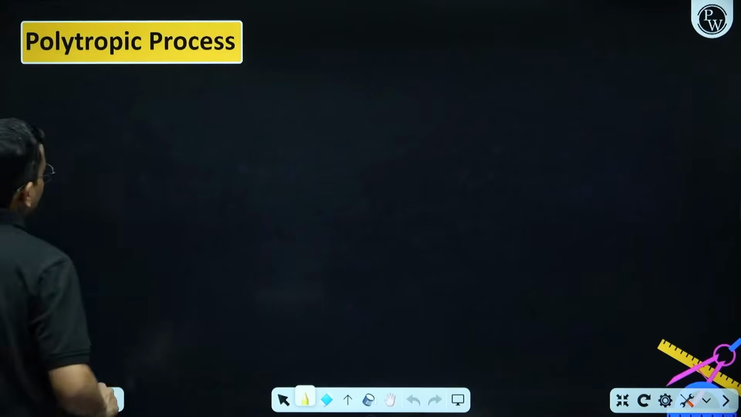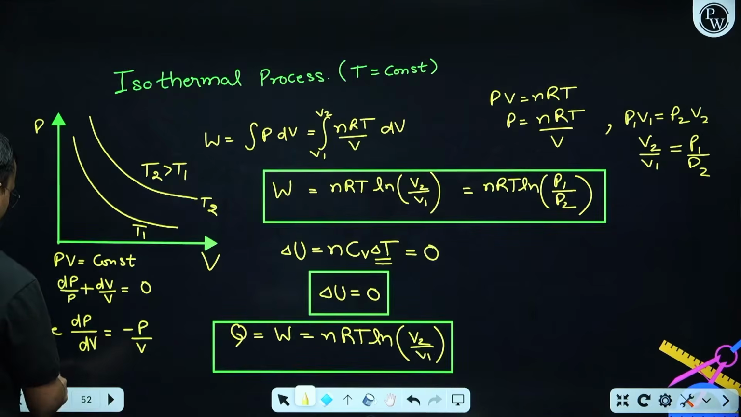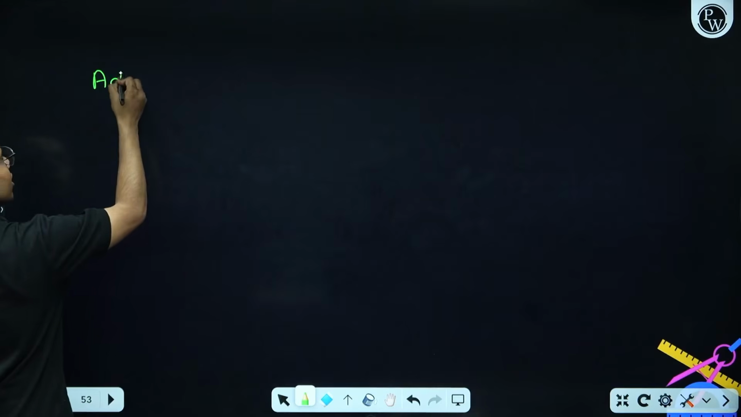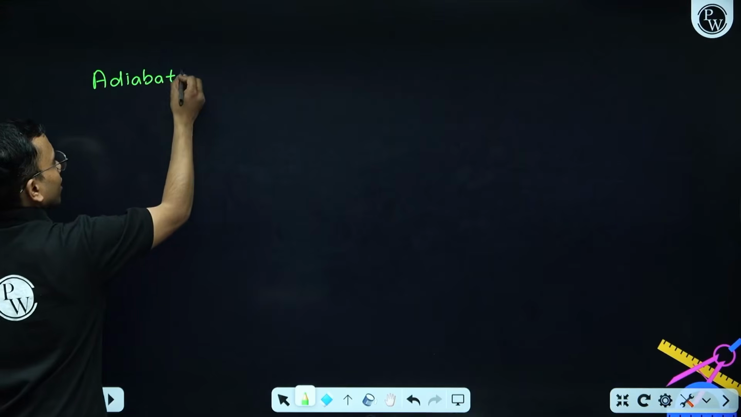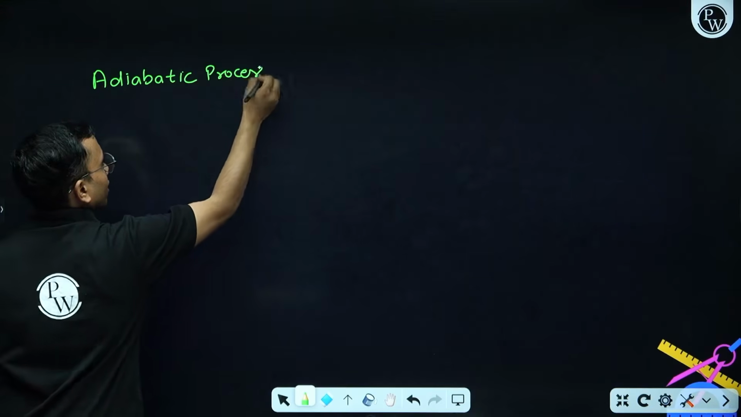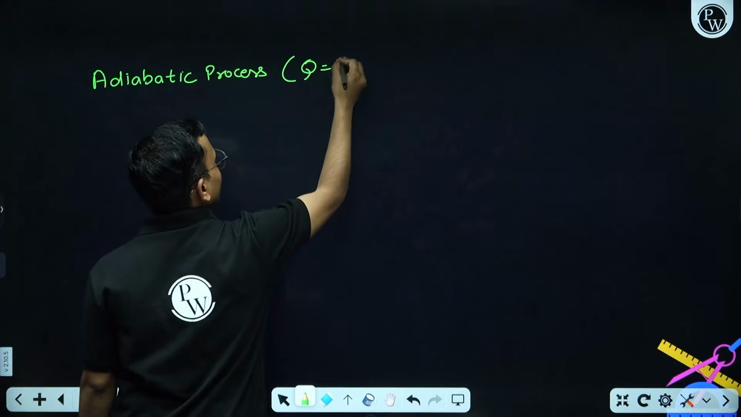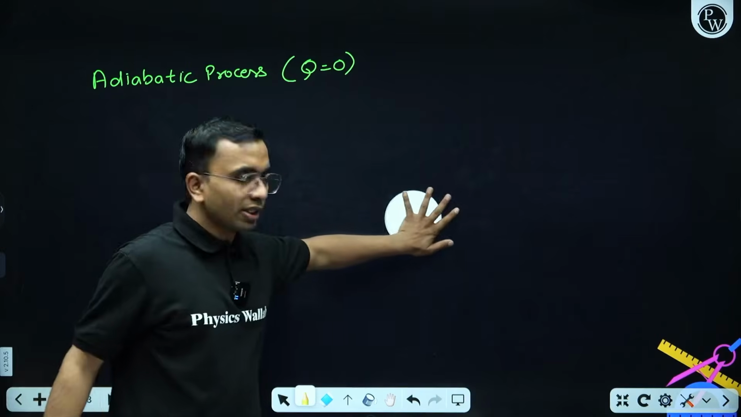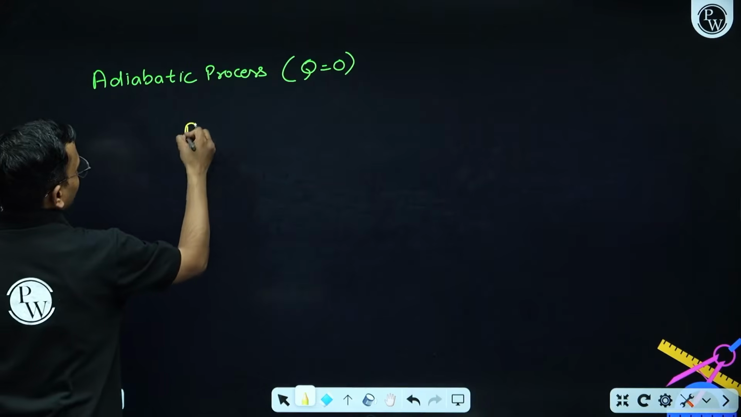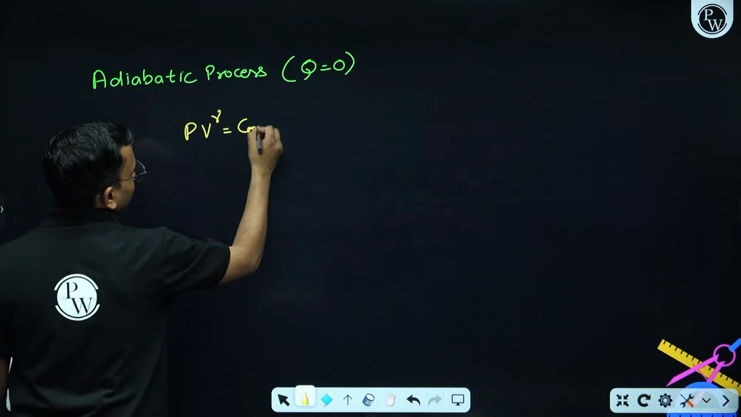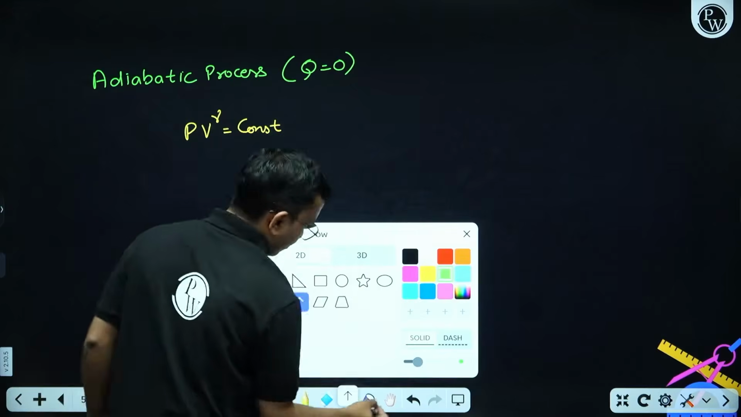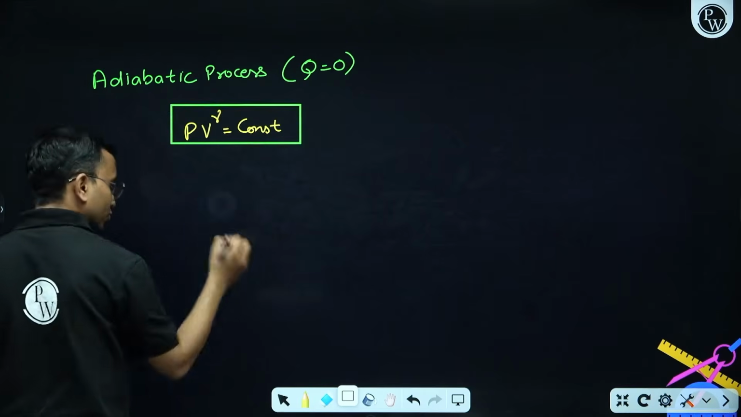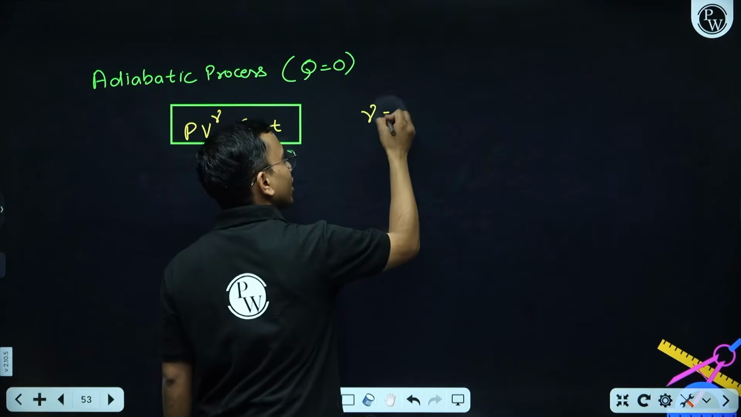So isothermal we discussed. Now we are going to discuss the adiabatic process. In an adiabatic process, my Q is equal to 0. The heat supplied to the process is 0, and for this process, PV to the power gamma is constant. What is gamma? Gamma is my adiabatic constant, that is Cp by Cv.